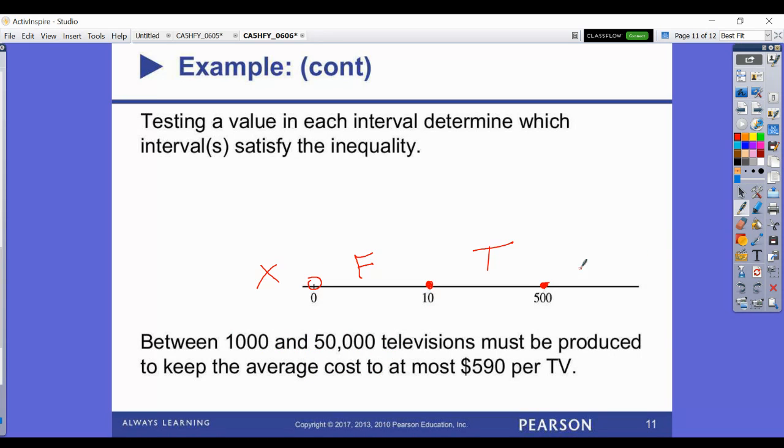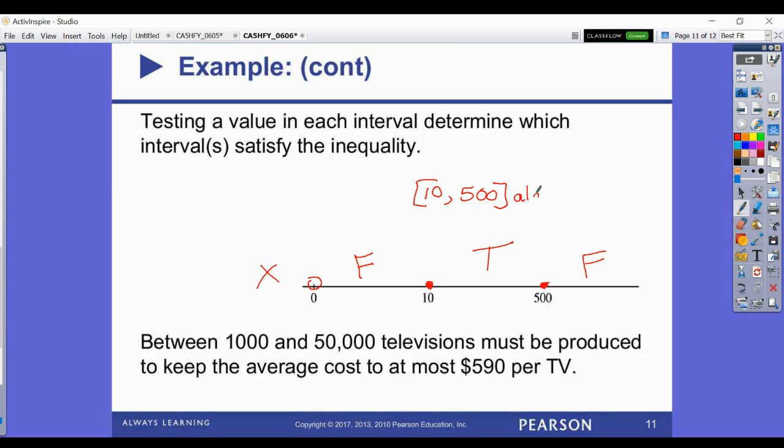You can't always look at a problem and know that it's going to alternate false, true, false. So you have to check them all. Don't skip steps. All right, where is it true? It's true between 10 and 500, including the endpoints, because this one was less than or equal to. So the final answer on this problem is between 10 and 500.